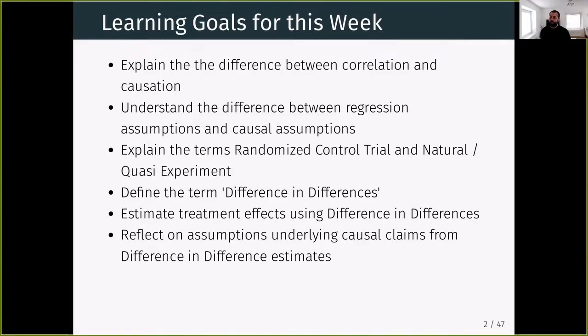Once we've built up some knowledge on that, we're going to think about the difference between regression assumptions, so if we want to run a linear regression for our analytics, and causal assumptions. So that's going to be thinking about, if we run a regression, what does that mean? How do we interpret the regression coefficients? And when would we feel comfortable making causal claims about regression coefficients?